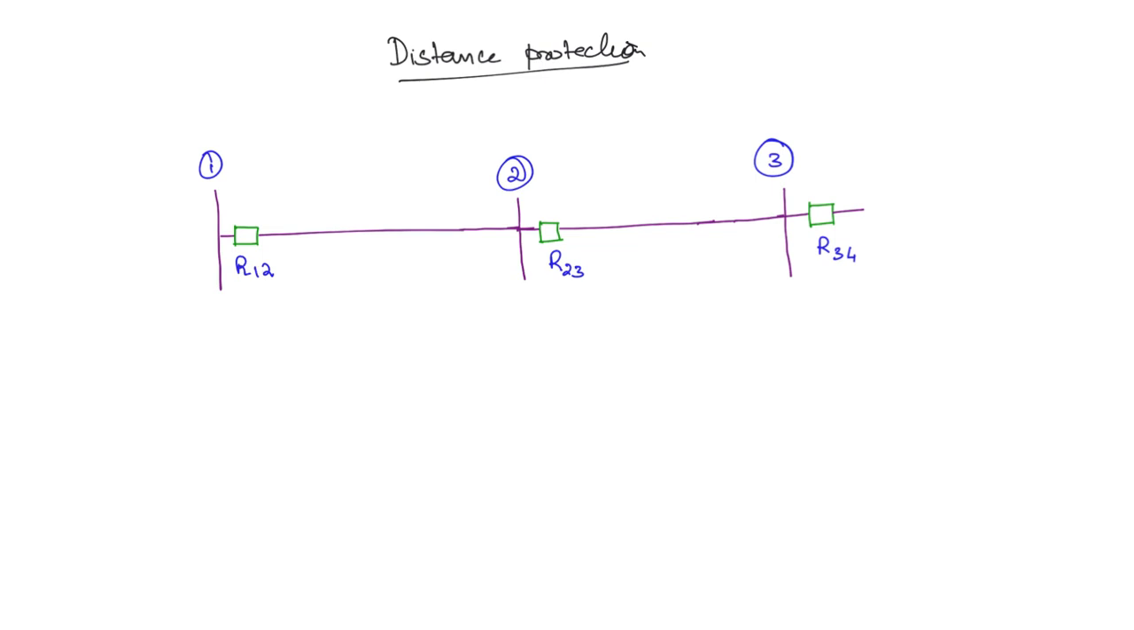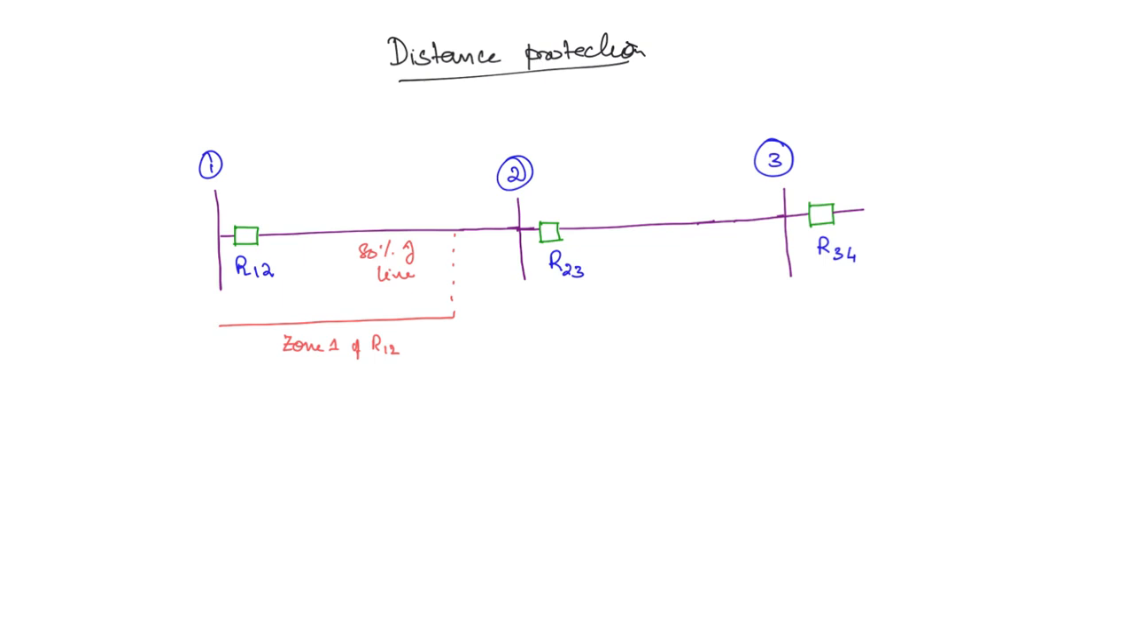Okay, for 80% of this transmission line between 1 and 2, this will offer instantaneous protection. So you can draw the zone here. This will be about 80% of the transmission line length. This will be zone 1 of R12. Here there is going to be instantaneous response. That means the fault will be cleared almost instantaneously.